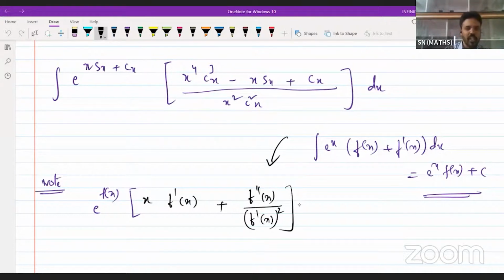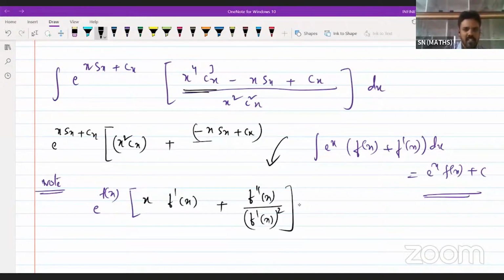This problem I can do in several methods. First let me write e power x sin x plus cos x. Divide these two. First step, x power 4 by x means what? I can get x square cos x. And the second part is minus x sin x plus cos x, keep it in the brackets, divided by x cos x whole square. Right, children? I'm just writing integral and dx here.